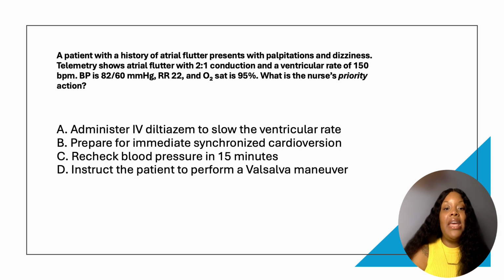If you chose B, prepare for immediate synchronized cardioversion, then you are correct. So this patient is experiencing unstable atrial flutter. Because of that blood pressure of 82/60, we would need to get this patient cardioverted. So when we cardiovert them, it will hopefully restore the patient to a normal rhythm.